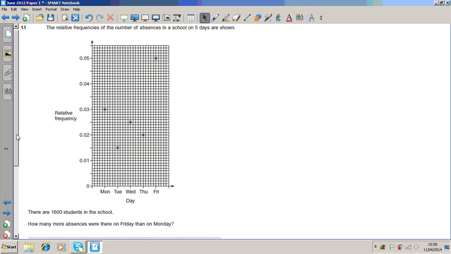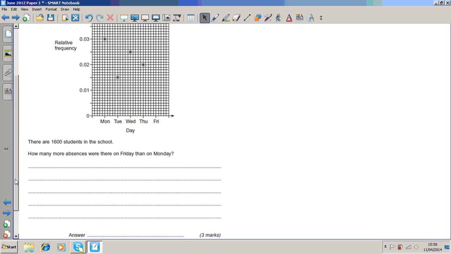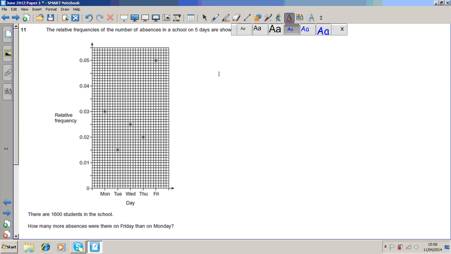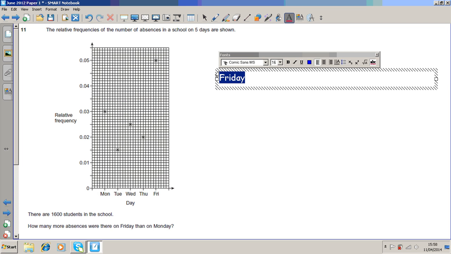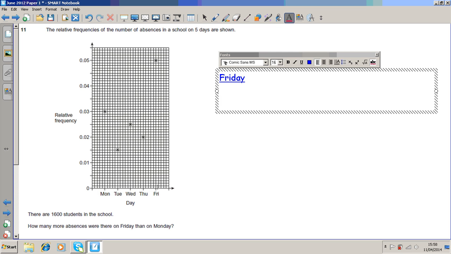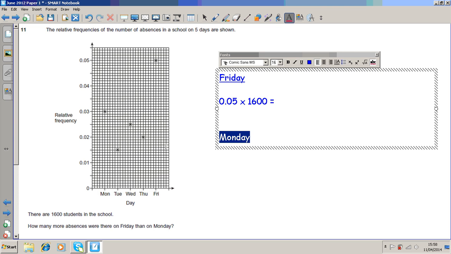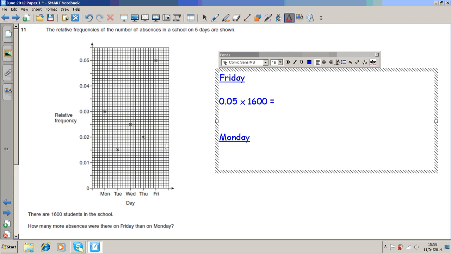Relative frequencies of the number of absences in school on 5 days are shown. There are 1,600 students in school. How many more absences were there on Friday than on Monday? Right, so let's do Friday first. On Friday the relative frequency is 0.05, so to work out how many people are off, we just do that times the number of people altogether. Easy. And then on Monday the relative frequency is 0.03 times 1,600, and then work them out.